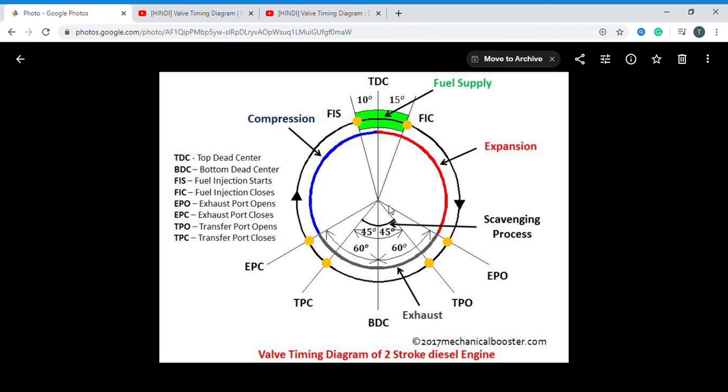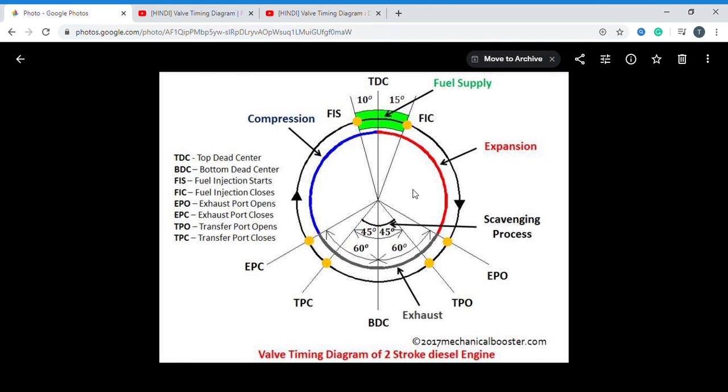Okay, so fuel injection takes place. This is the diesel engine. Fuel injection takes place before TDC at 10 degrees. The fuel injection will end at 15 degrees after TDC. Okay, so this is 10 degrees before TDC, and 15 degrees after TDC the fuel injection will be closed. So this is the complete valve timing diagram for the two-stroke diesel engine.